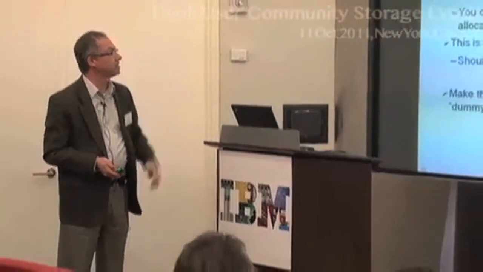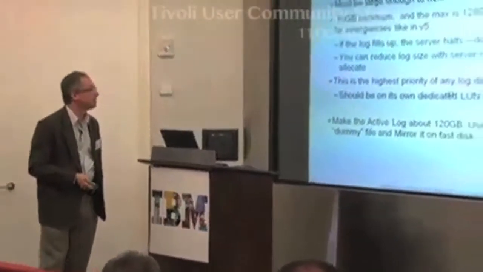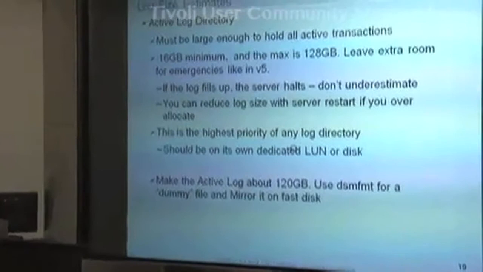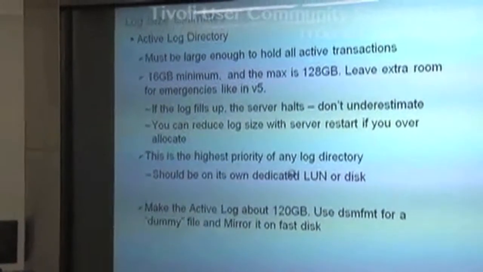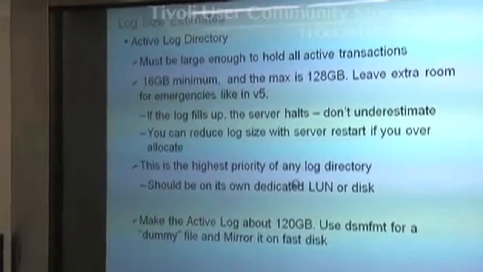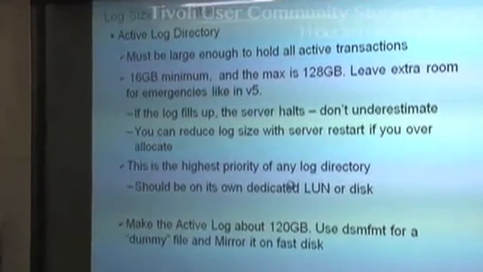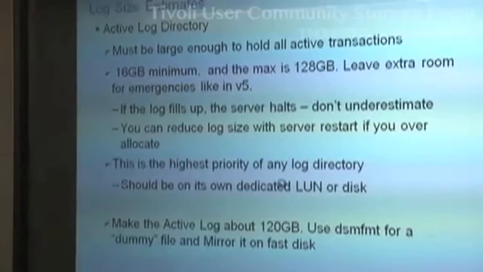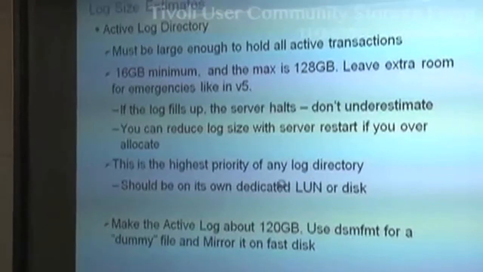This is real good news with version 6. Instead of having a 12 gig, 13 gig log on version 5, we have 128 gig. I highly recommend you leave some extra room, just like you did in version 5, where you would make it only 12 gig instead of the full 13. In case you did max it out, you could go back in and restart it and not have to restore your database. Do the same thing: lay down like an 8 gig dummy file, and that will make your life a lot easier.